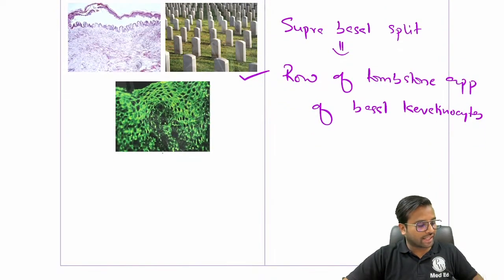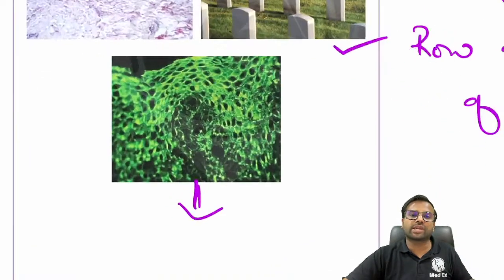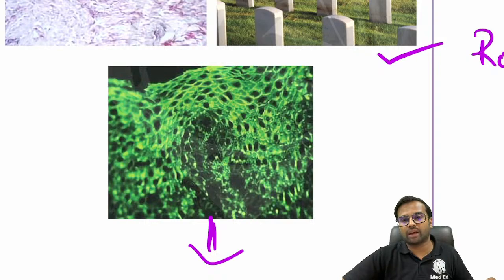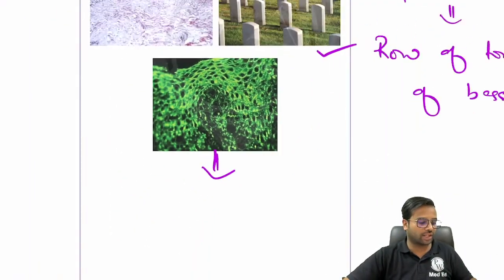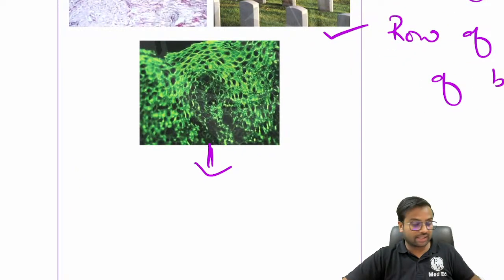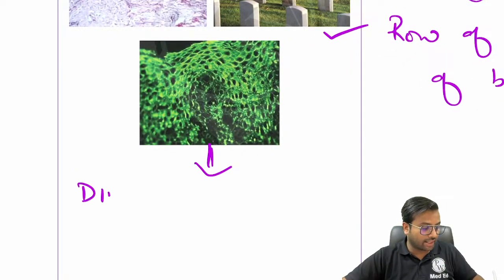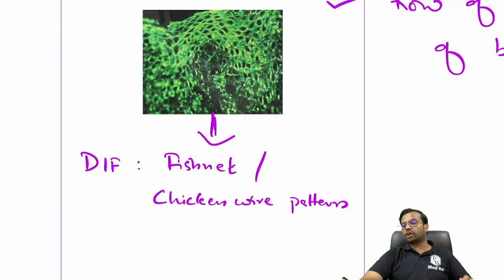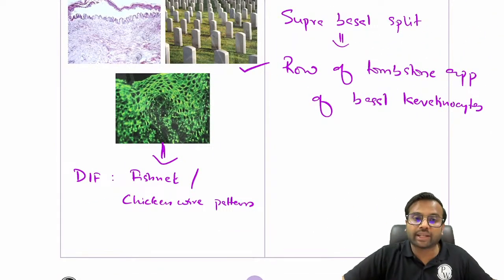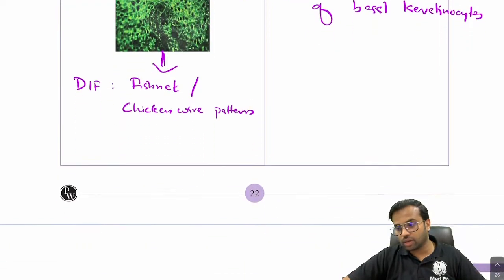Now tell me, what is this investigation, and what is the finding of this investigation? I've zoomed this image for you. So what investigation is this and what is this investigation finding? Yes, this is called direct immunofluorescence, where you can get a fishnet pattern or a chicken wire pattern. So you can see a fishnet or chicken wire pattern in the direct immunofluorescence in pemphigus vulgaris.